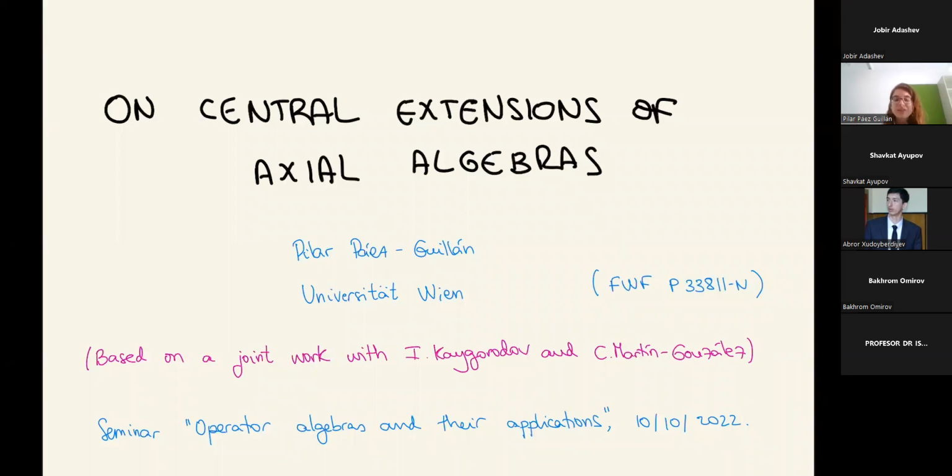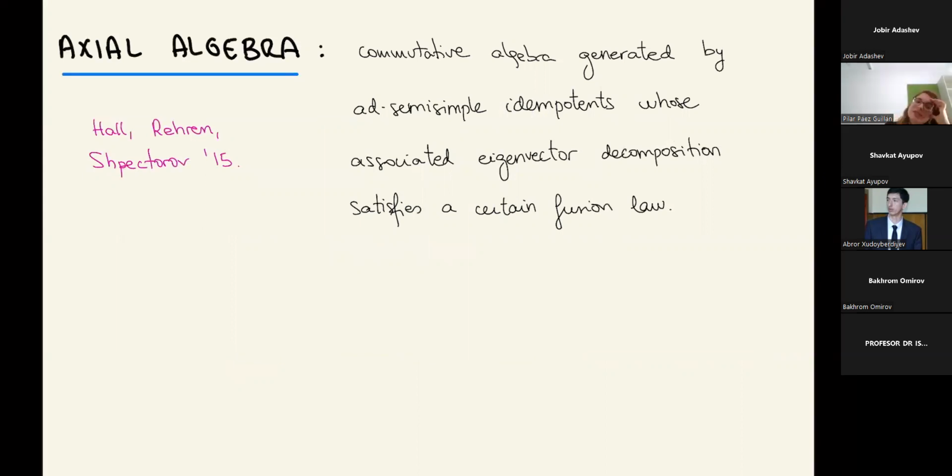So the first thing we are going to do is to define what an axial algebra is and to understand them. These algebras are a quite recent type of algebra. I'm not going to say variety. Introduced in 2015 by Hall, Rehren, and Shpectorov. And the definition, well, do you hear me correctly, right? Yes, okay, thanks.